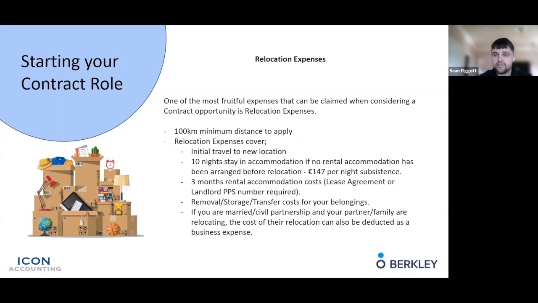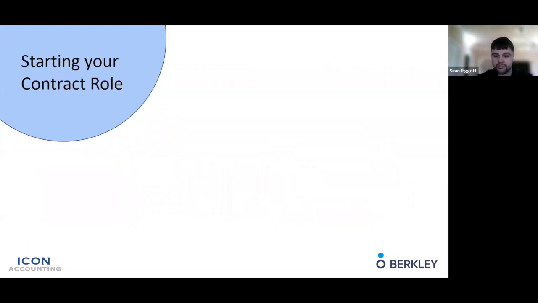So, massive benefit in terms of taking advantage of it, and definitely something that we would always see and advise on in terms of our independent professionals that are relocating for a contract role. Biggest takeaway from this slide, to be 100% honest, is that 100 kilometers is the guideline that's set out from a Revenue perspective.